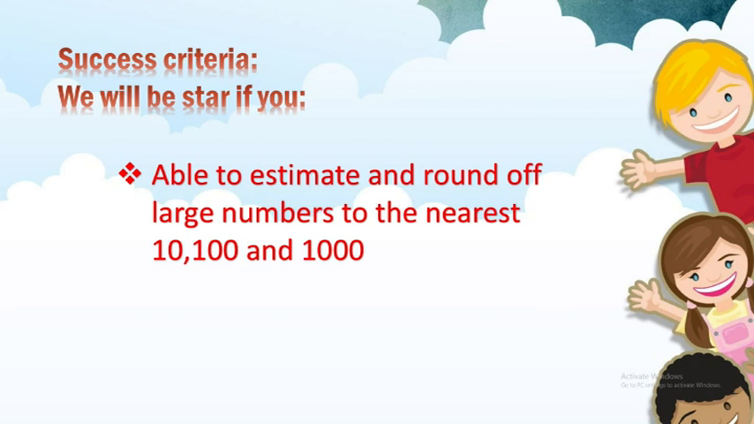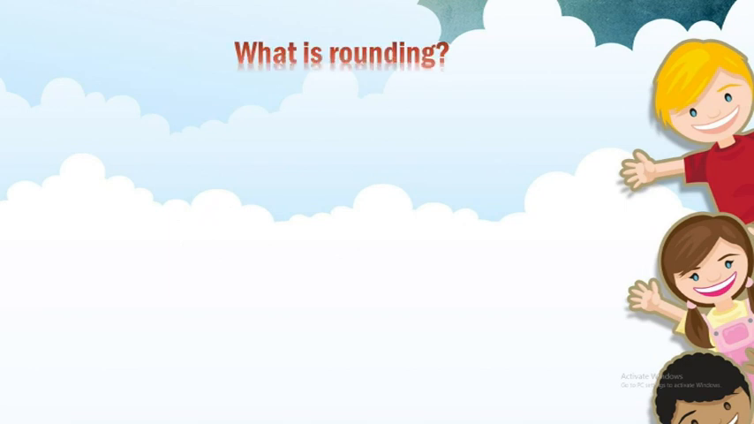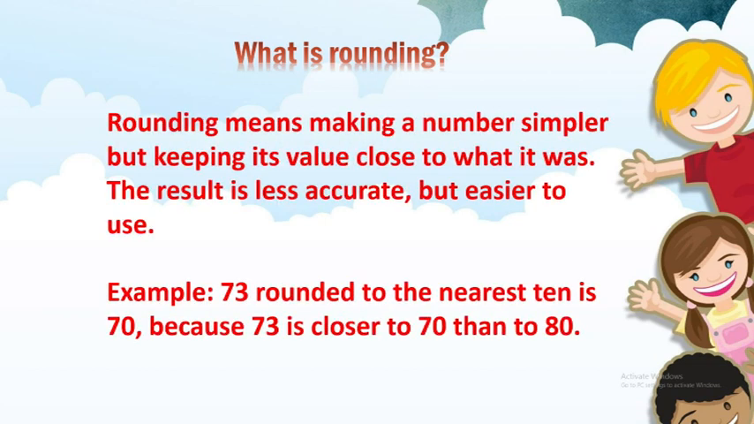Students, did anyone know what rounding is? Okay, let's see the definition of rounding. In mathematics, rounding means making a number simple but keeping its value close to what it was. The result is less accurate but easier to use. So here is an example of rounding. 73 rounded to the nearest 10 is 70 because 73 is closer to 70 than to 80.